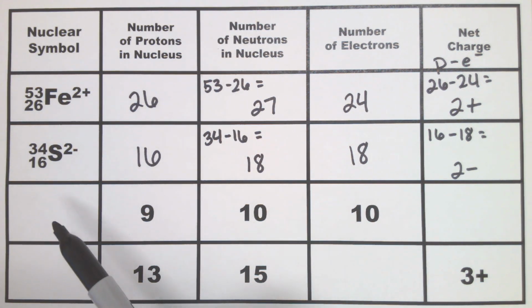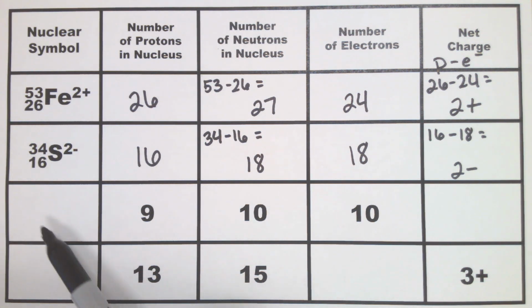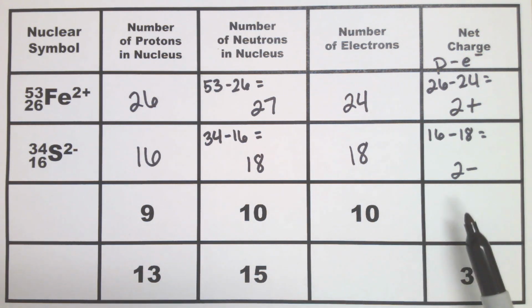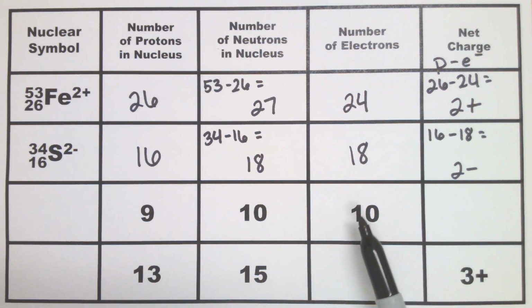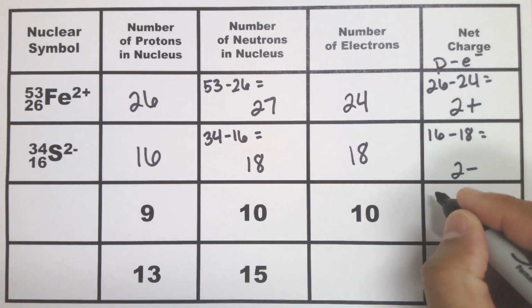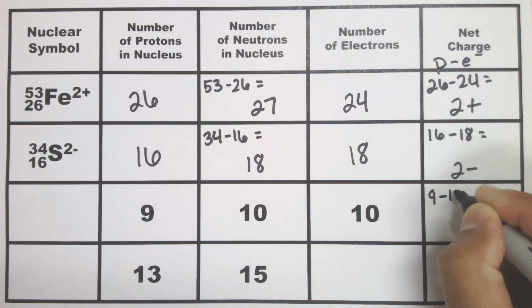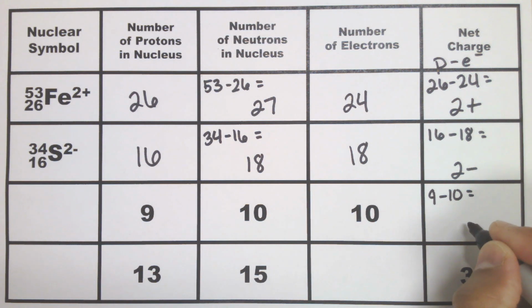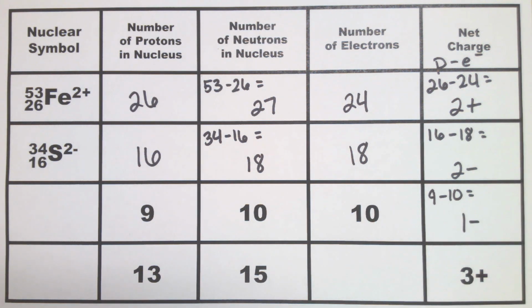For the next example, we do not have the nuclear symbol, so we need to go find it. But let me start with the net charge here. You do notice that there are more electrons than protons, so we know we'll have a net negative charge. We can check it here, 9 minus 10. That's going to give us a net 1 negative.